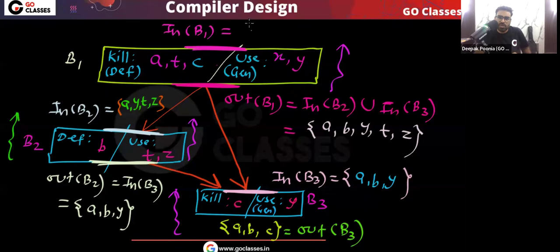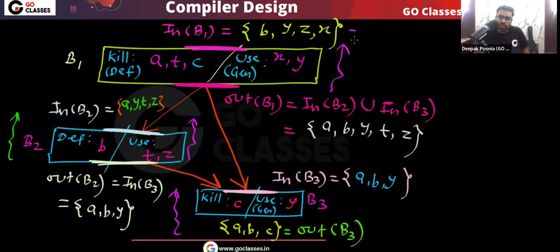So finally, what you will get? You will get B, Y, Z, since A and T are already killed, and X, Y are generated. So that is X. That's it. This is your final answer. If the question asks you what is in of B1, you can easily say the answer is BYZX.